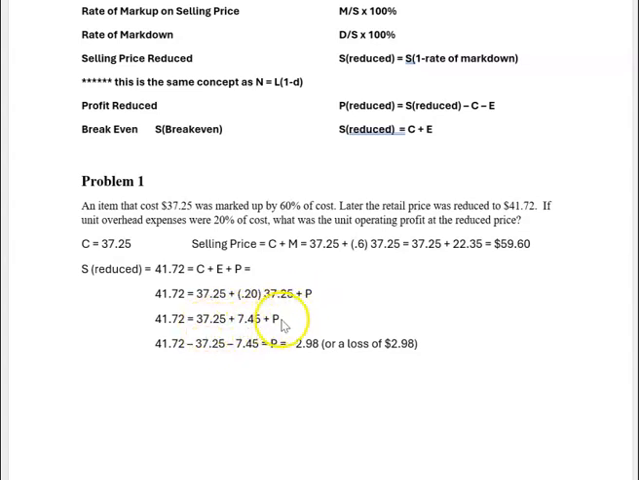So we've got to have the profit or the P by itself. So we move everything over to the other side. So they're positive on the right-hand side. So we need to subtract them from the right and the left. That will clear them out of the right-hand side. But on the left, it would leave $41.72 minus $37.25 minus $7.45, which is the expenses, equals your profit. But that gives us minus $2.98, or our profit is actually a loss of $2.98.